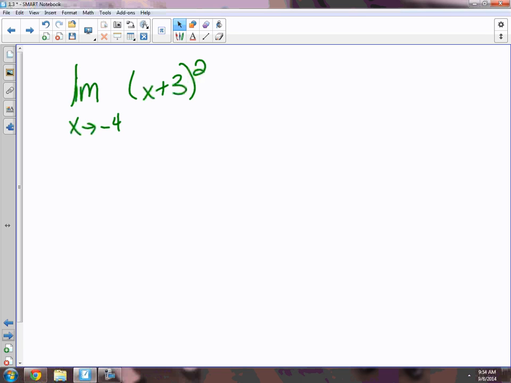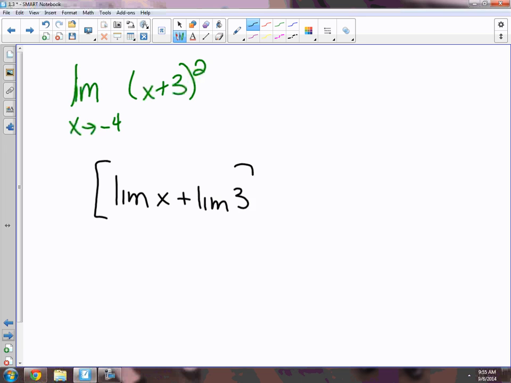All right, Elizabeth, what should we do first? With brackets? Okay. Good. Okay, so that is using the power property and the sum or difference property. So you bring the power out to the whole thing, and then take the limit of each of them separately.